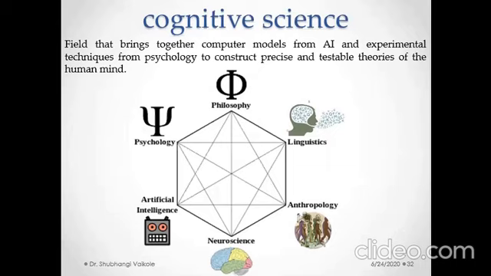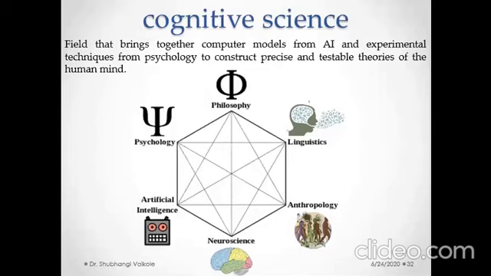We need to get inside the actual working of human minds. The two ways, as we have already seen, are introspection and psychological experiments. Once we have a sufficiently precise theory of mind, it becomes possible to express the theory as a computer program. The interdisciplinary field of cognitive science brings together computer models from AI and experimental techniques from psychology to try to construct precise and testable theories of the working of the human mind.